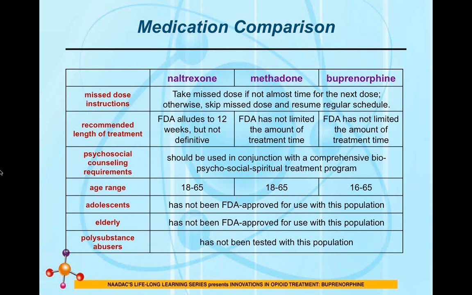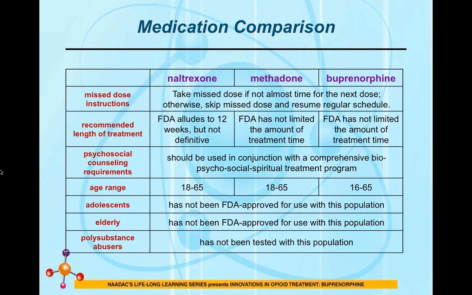The recommended length of treatment is 100% based off of the clinical trials that were conducted for each medication. For example, for naltrexone, they just had 12-week trials, so that's as long as the FDA says they clear it to be prescribed. That doesn't mean that it can't be taken for longer than 12 weeks. It just means it's called off-label use. Again, it's only based on research that they've done. And they haven't done enough research for methadone or buprenorphine. They just say they don't limit the amount of time for treatment for either of those medications.